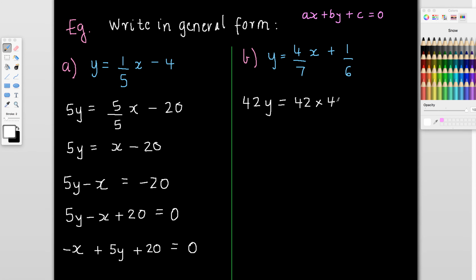Now, I'm going to leave it as 42 by 4 over 4x over 7, just because there's no point in me multiplying the 42 by the 4, because I can actually cancel this out anyway.